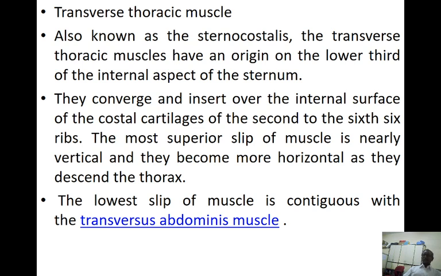Transverse thoracic muscle, also known as sternocostalis, has an origin on the lower third of the internal aspect of the sternum. So the posterior surface of the sternum is giving origin to this muscle on its lower one third. They converge and insert over the internal surface of the costal cartilage of the second to sixth rib. The most superior slip that goes to the second costal cartilage is nearly vertical, and then they become more horizontal as they descend the thorax.